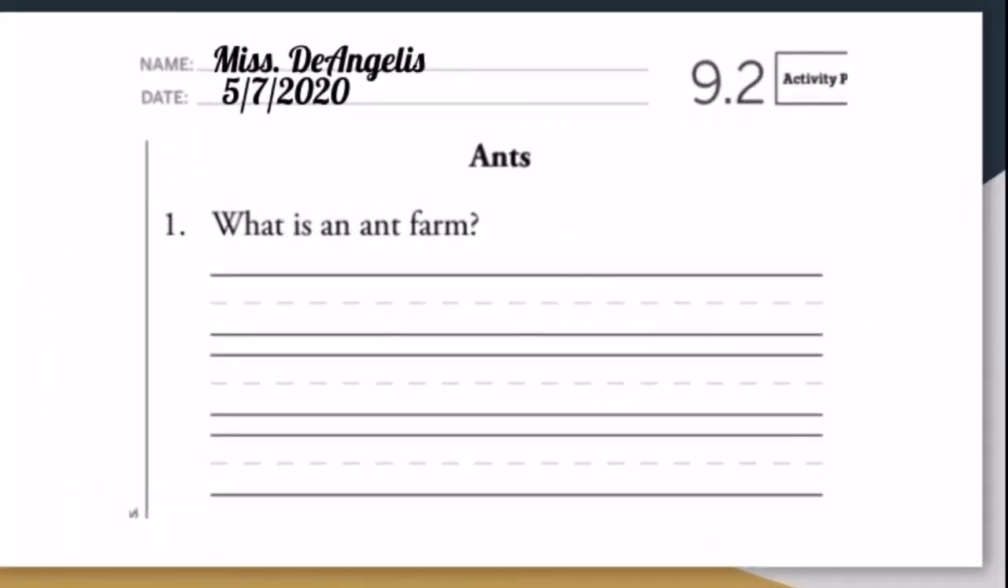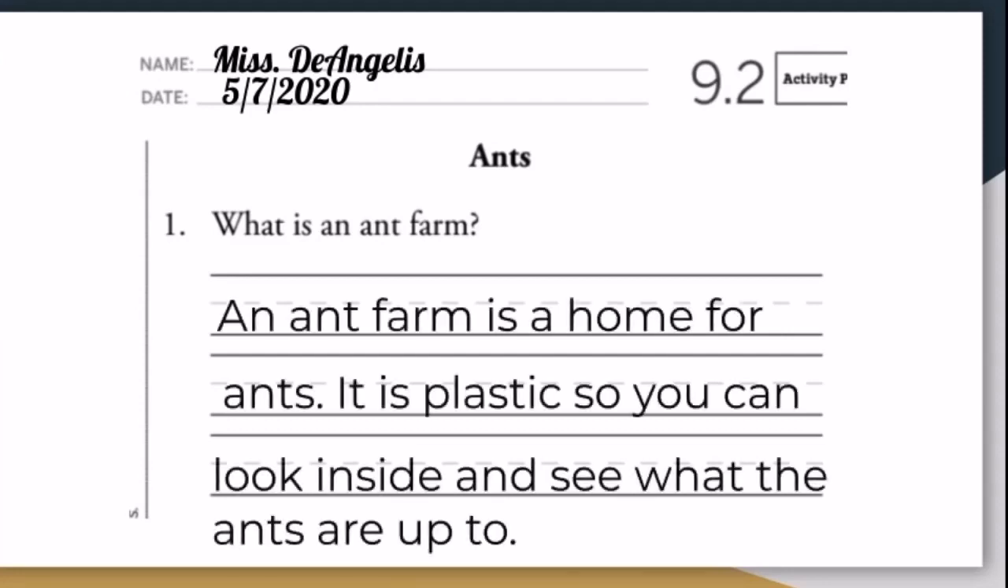Okay, now you're going to take out your comprehension paper. What is an ant farm? An ant farm is a home for ants. It is plastic so you can look inside and see what the ants are up to. Please make sure you're using your finger spaces and that you are not writing your letters off the line. So no floating letters. And you'll probably have to pause the video here so that you have more time to write, which is totally okay because I don't want you to rush.